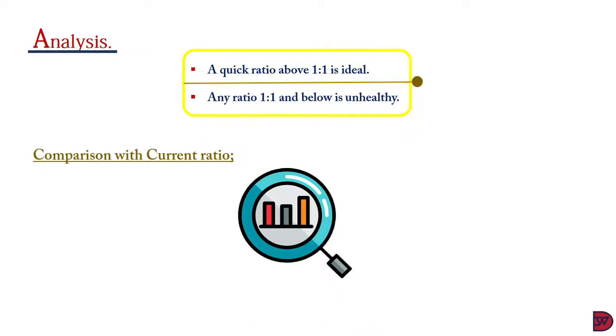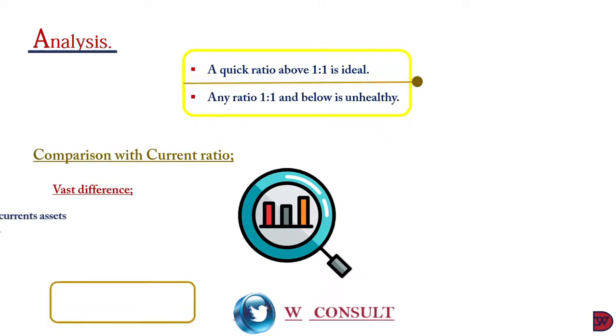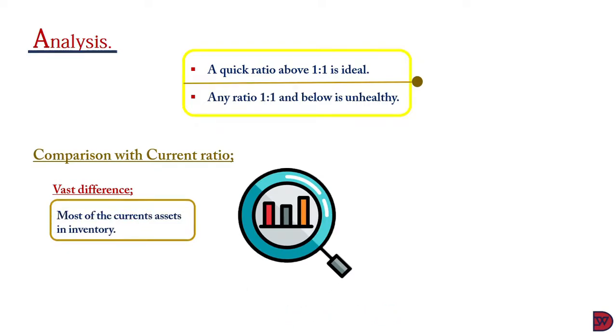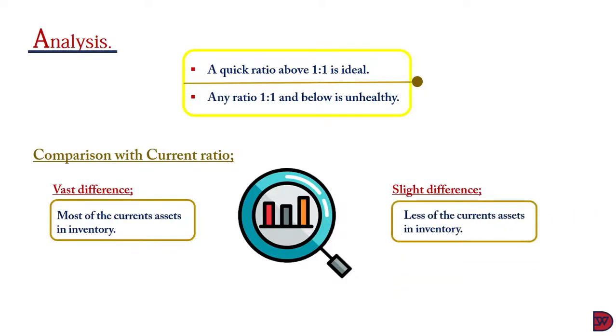Now, if you notice, most of the ratios are mainly compared to prior years or players in the industry. With quick ratio, we normally compare it to current ratio in addition to comparing it to prior years or players in the same industry. But the most important is the comparison to current ratio. When you do so, and there is a vast difference between the two, it means that most of the business's current assets are captured in inventory. On the other hand, when there is a slight difference or it is equal, it means that most of the business's current assets are not in inventory, and it is a good thing for a business to have.